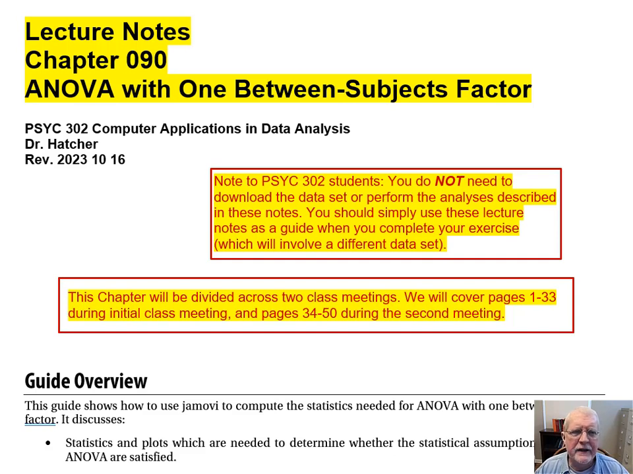I am Larry Hatcher. This is Psych 302 Computer Applications in Data Analysis, and I am going to go over lecture notes, chapter 090, ANOVA with one between subjects factor.